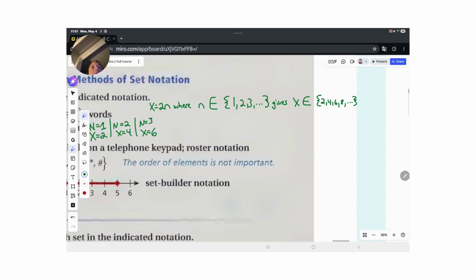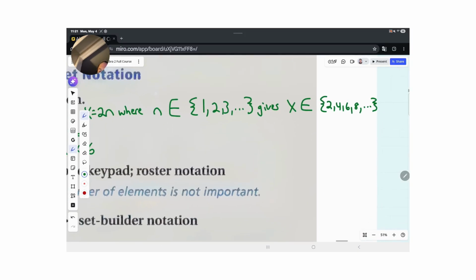All right, so our answer, the set of positive even numbers, or even natural numbers.